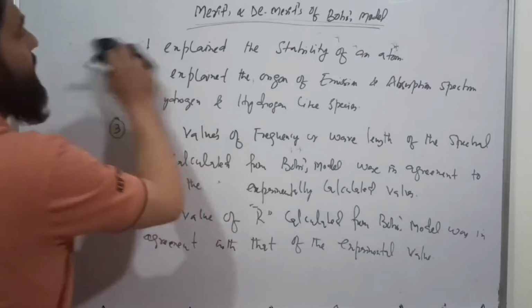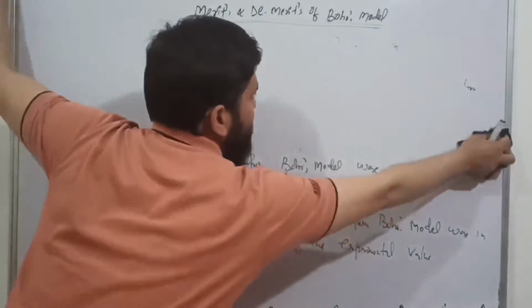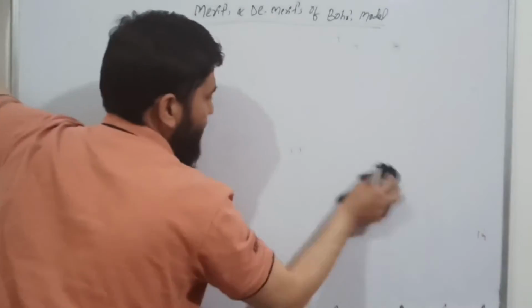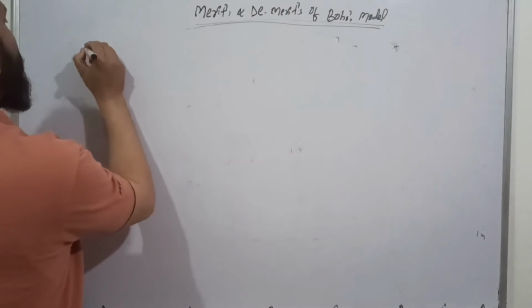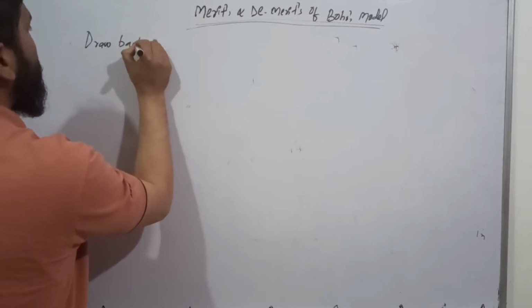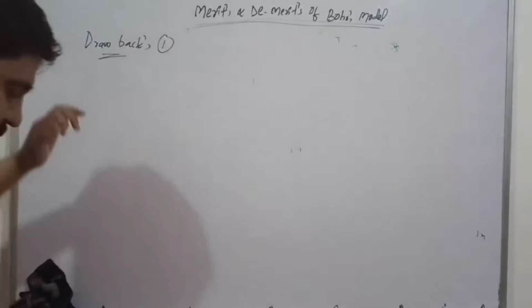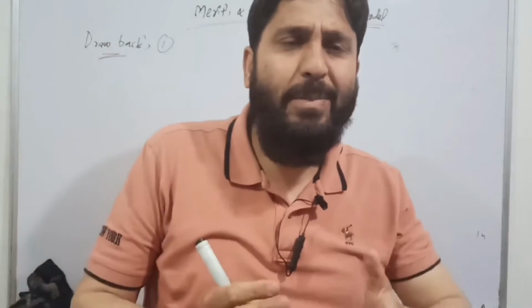So now we'll take the demerits. These were a few of the merits. Now we'll take the drawbacks or demerits or the limitations. So demerits or drawbacks. Drawback number first.